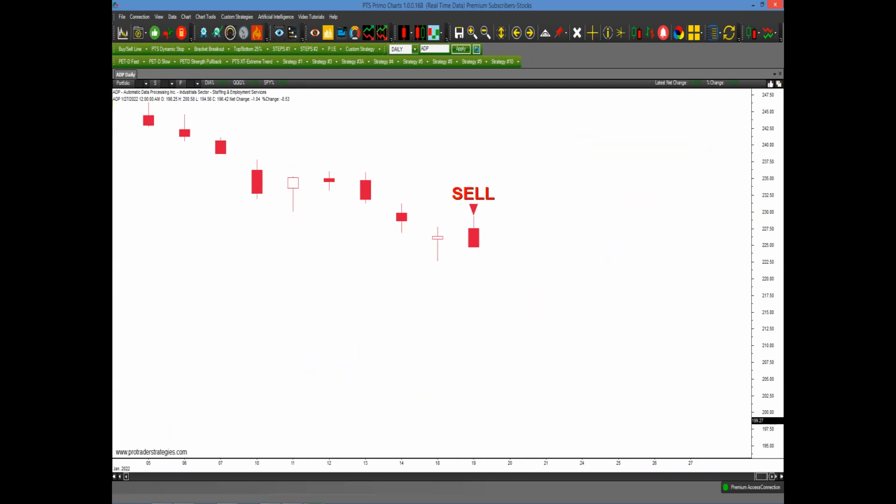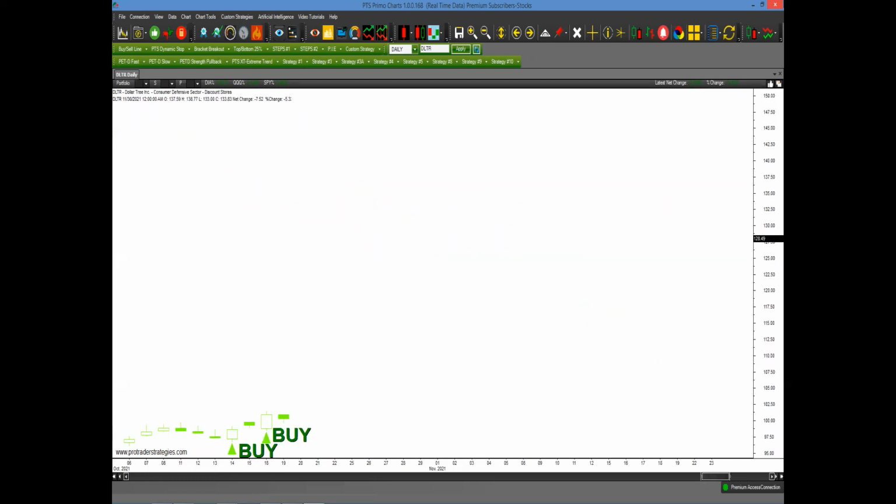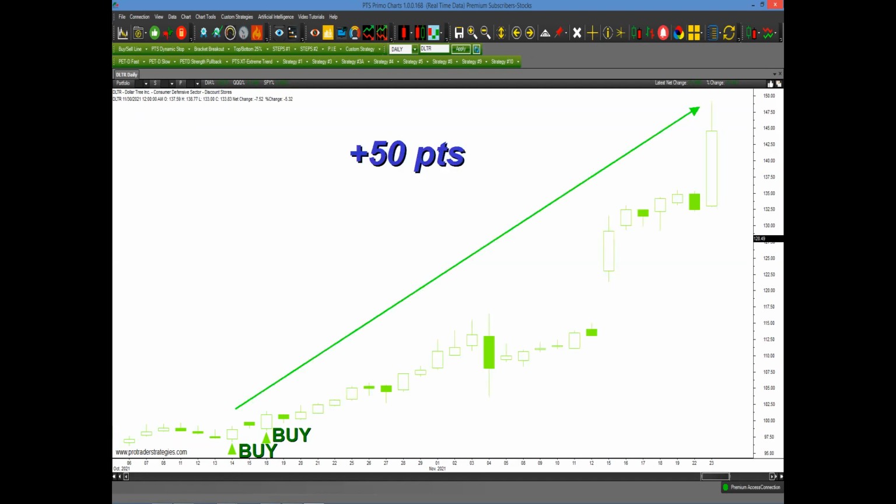Now, this was on the 19th of January, just about a week or so ago. 30 points coming into last Thursday. Not a bad little trade, right? How about DLTR? This is Dollar Tree. This is a while back, but we had 2 buy signals that were both colored or outlined green by the pet D. Stock went up 50 points.